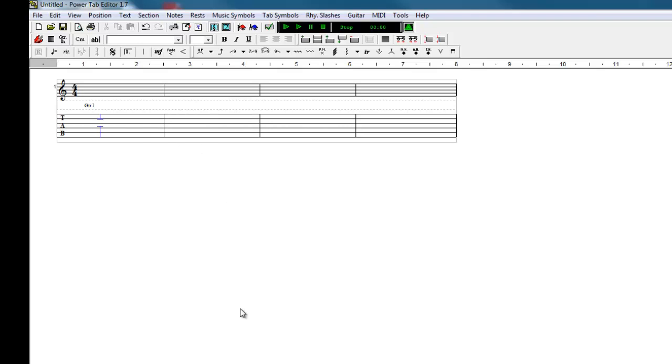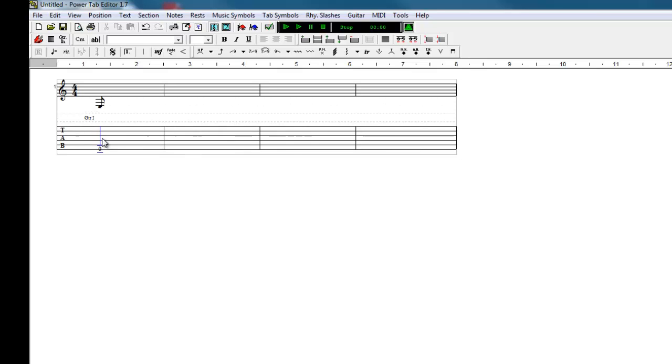All right, now that's out of the way. Now let's look at this tab staff. Tablature is great for guitar players because we can put a number on this tab staff, and by looking at that, I know automatically what to play. All right, let's take that 0 away real quick.